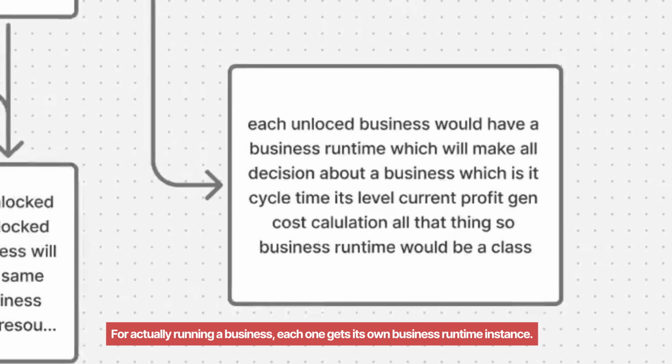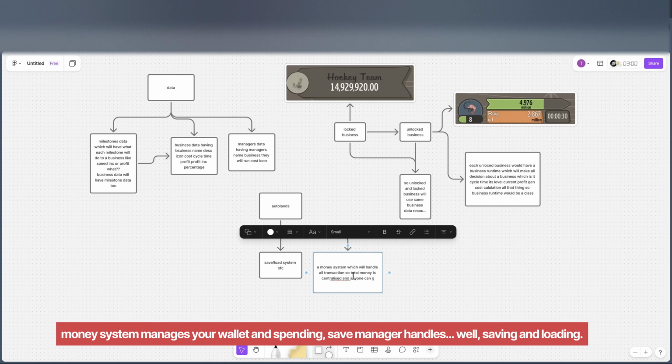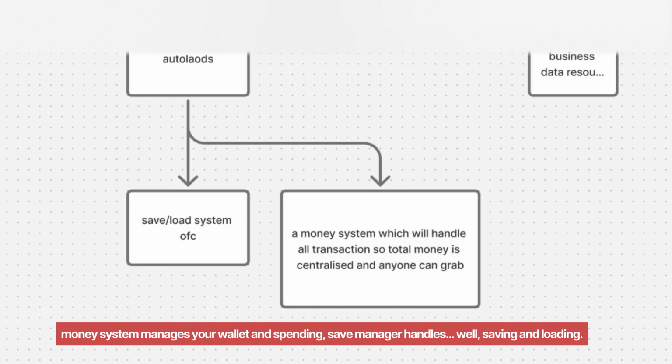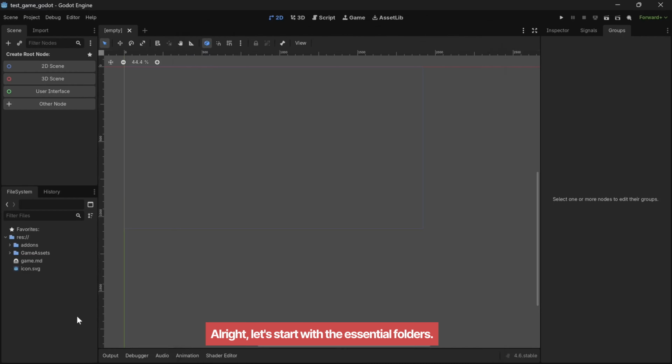For actually running a business, each one gets its own business runtime instance. This handles the heavy lifting, tracking money generated, whether a manager is hired, all that stuff. And for the autoload system, the money system manages your wallet and spendings. The save manager handles, well, saving and loading. Alright, let's start with making some essential folders.